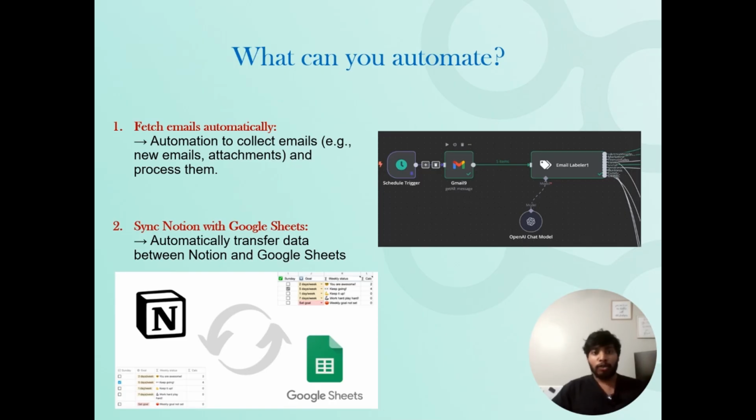So what can you automate? Let's look at some practical automations. First, you can automate fetching email. Imagine automatically extracting attachments or reading content from emails and using them in your workflows. You can easily sync the data between Notion and Google Sheets. Or do you need to clean data or remove duplicates across apps? You can automate that too. Or even scrape websites and get results directly without lifting a finger. These are just small examples. The possibilities are literally endless with n8n.